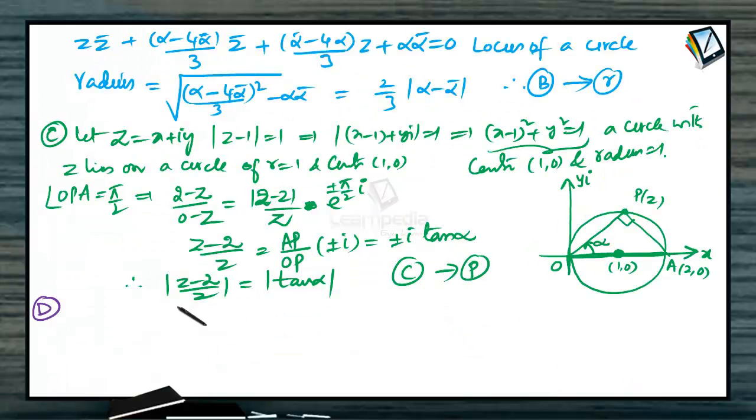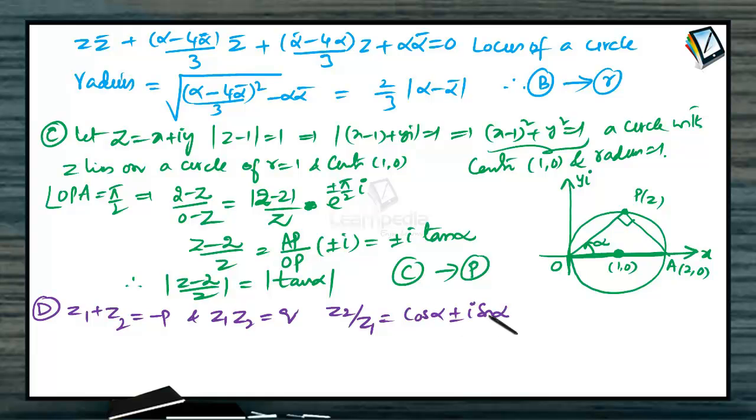And let us go for D. See here, from the given data, z1 and z2 are the roots of the equation. Then the sum of the roots is z1 plus z2 equals minus p, and the product of the roots z1 z2 is equal to q. And if you take z2 by z1, then that is equal to cos alpha plus or minus i sin alpha from the definition, where I can get (z2 minus z1 cos alpha) by z1 can be equal to plus or minus i sin alpha on simplifying both sides.